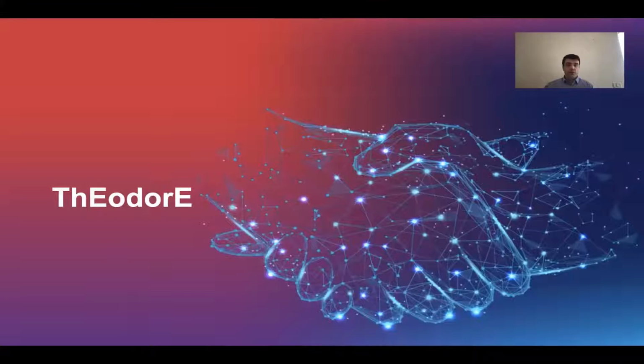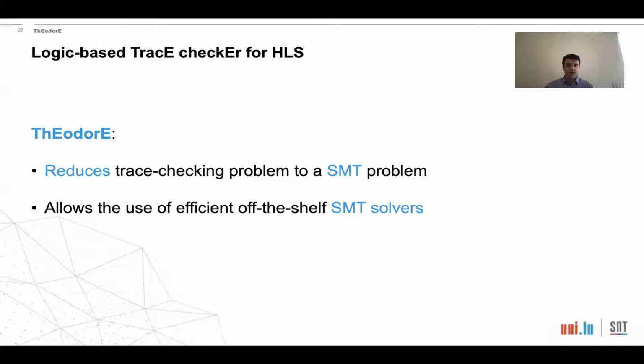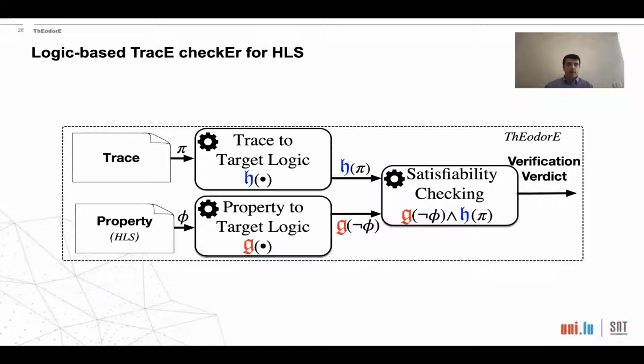ThEodorE is an efficient trace-checking tool that can analyze requirements expressed using the hybrid logic of signals. The main idea behind ThEodorE is to reduce the trace-checking problem to an SMT satisfiability problem. ThEodorE works in 3 steps.